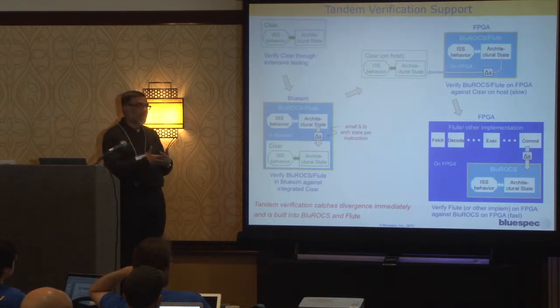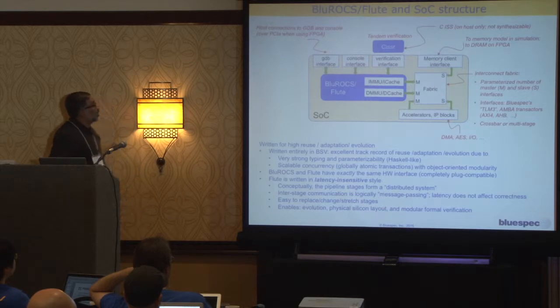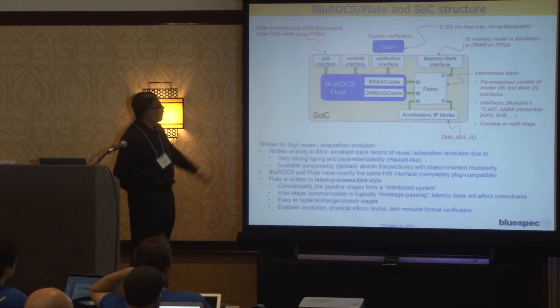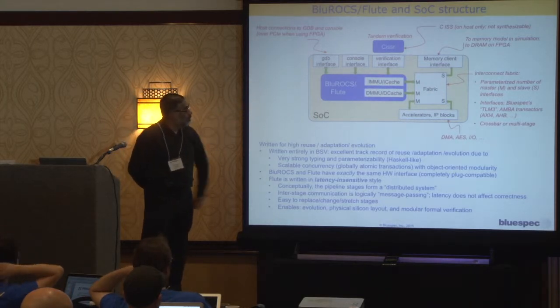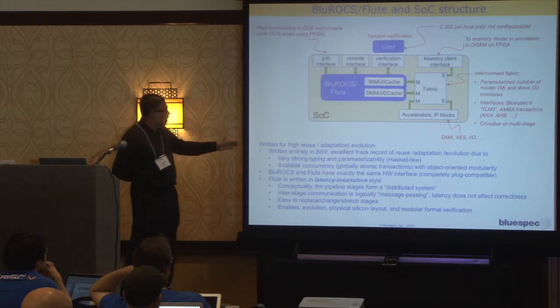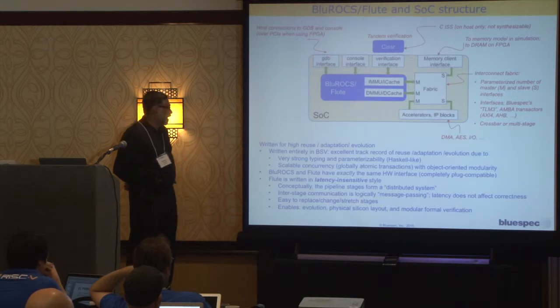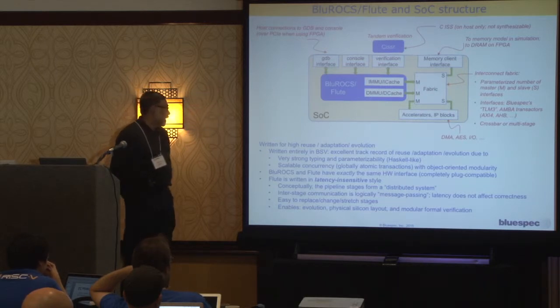BlueRox, in some sense, becomes our reference simulator that can be run in hardware to check other things. So a little bit more on BlueRox Flute Structure. As you saw earlier, there are these three interfaces: GDB, console, and verification. Essentially, they've been written for high reuse and adaptation and evolution. Everything you see on the slide, other than scissor, which is in C, is written in BSV.